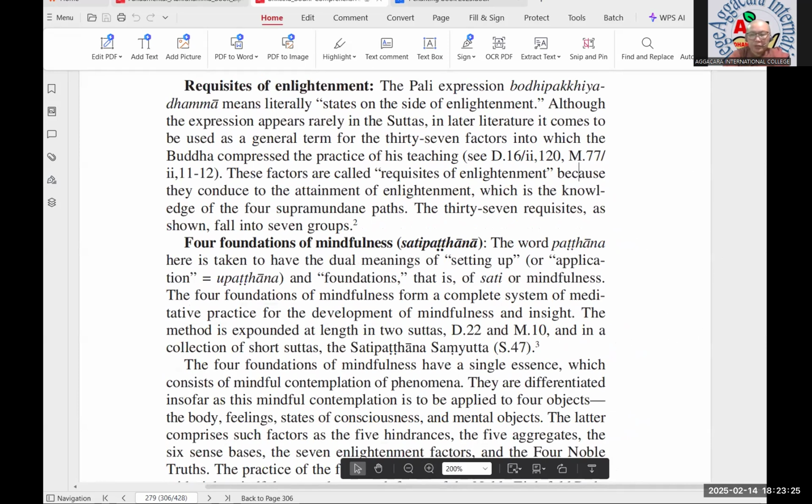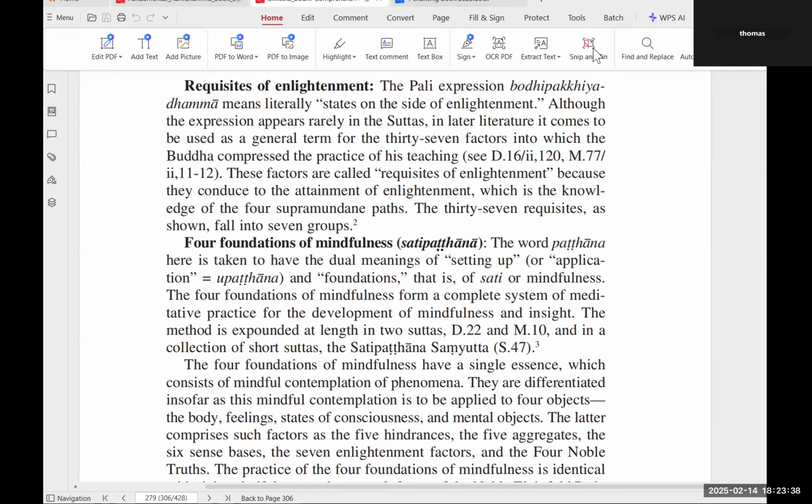Okay, Thomas, can you read this one? Requisites of enlightenment. The Pali expression Bodhipakkhiya Dhamma means literally states on the side of enlightenment. Although the expression appears rarely in the suttas, in later literature it comes to be used as a general term for the 37 factors into which the Buddha compressed the practice of his teaching. These factors are called requisites of enlightenment because they conduce to the attainment of enlightenment, which is the knowledge of the four supramundane paths. The 37 requisites, as shown, fall into seven groups.